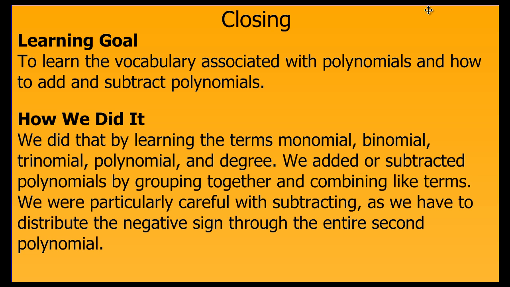In closing, let's review our learning goal. We wanted to learn the vocabulary associated with polynomials and how to add and subtract them. We did that by learning the terms monomial, binomial, trinomial, polynomial, and degree. We then added and subtracted polynomials by grouping together and combining like terms. When we subtracted, we were careful to distribute the negative sign through the entire second polynomial.